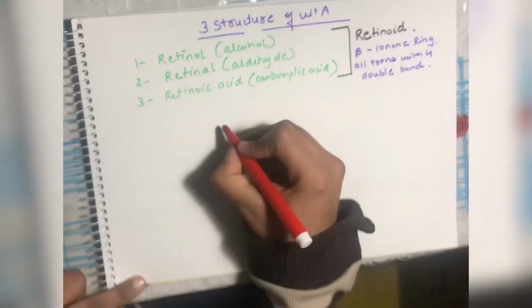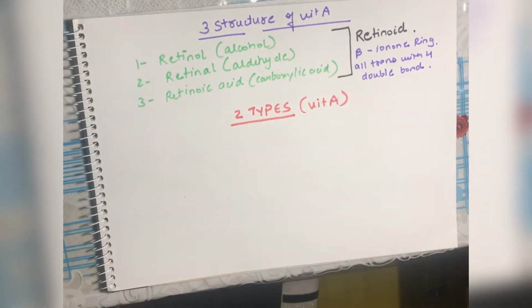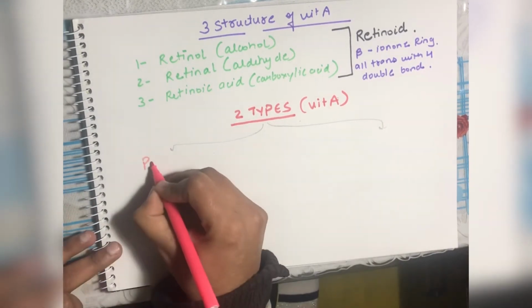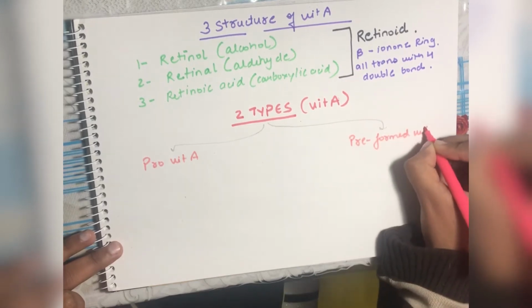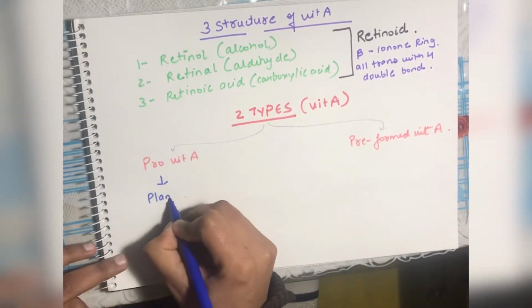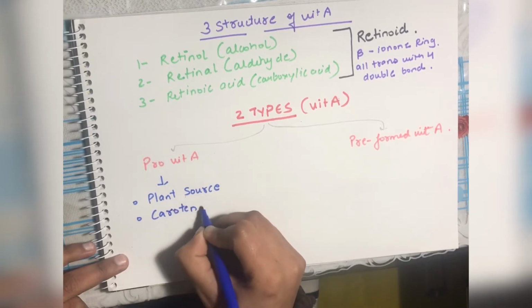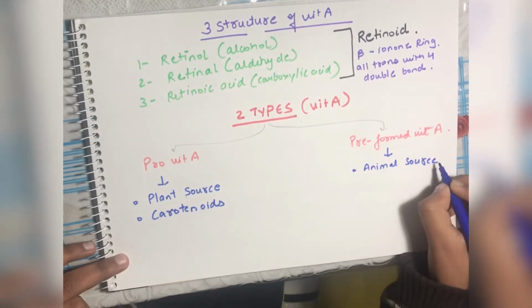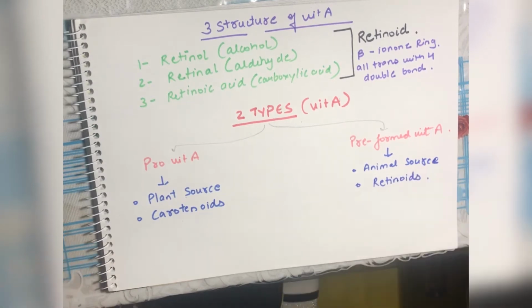So there are two types of vitamin A. Generally we classify vitamin A in two types, the pro and the preformed. Provitamin A and preformed vitamin A, two types of vitamin A. If we talk about the provitamin A, we obtain these mainly from plant sources, and these are known as carotenoids. And the preformed vitamin A is obtained from animal sources, and these are known as retinoids. So carotenoids from the plant sources, retinoids from the animal sources.